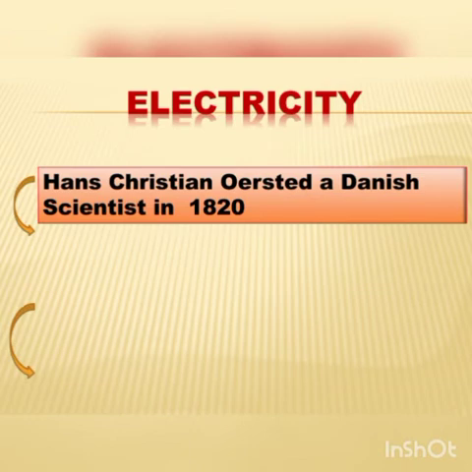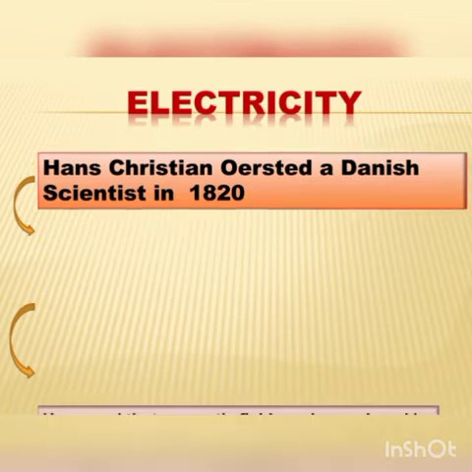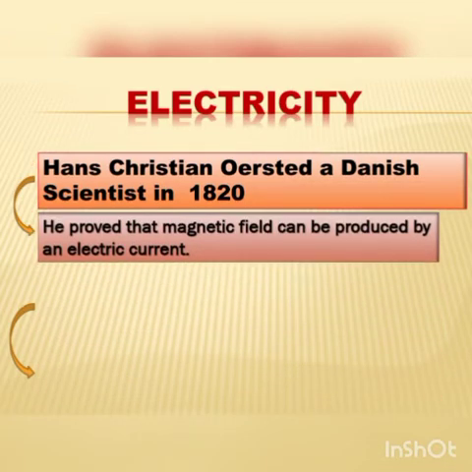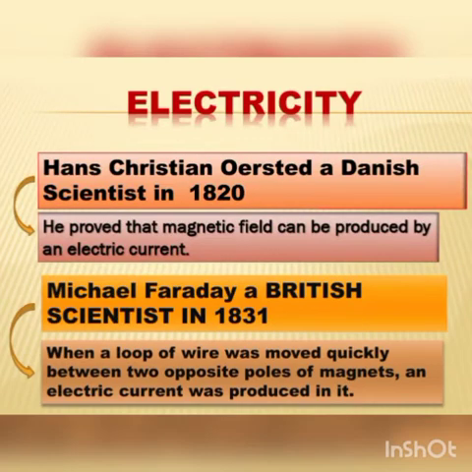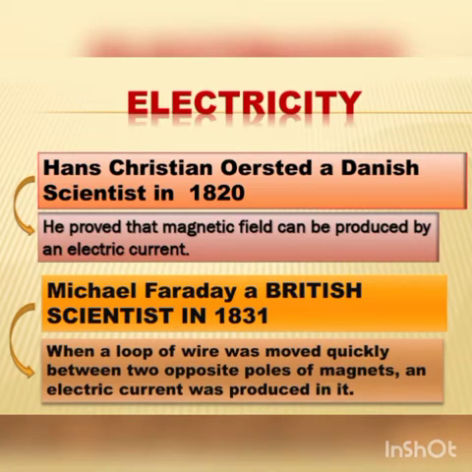In 1820, a Danish scientist, Hans Christian Ørsted, proved that a magnetic field can be produced by an electric current. Means with the help of electric current, a magnetic field can be produced. After that, in 1831, a British scientist, Michael Faraday, proved that when a loop of wire was moved quickly between two opposite poles of magnets, an electric current was produced in it. Means with the help of a magnetic field, electric current can also be produced, and this is the reverse process of the first one.